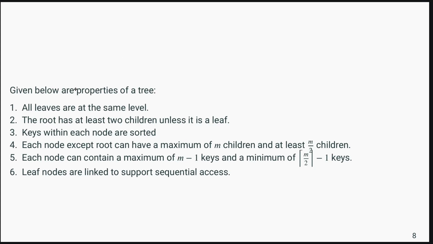Now we look at the properties of the B plus tree. Point number one is that all leaves are at the same level. Point number two is the root has at least two children unless it is a leaf. Point number three is that keys within each node are sorted. Each node except the root can have a maximum of m children and at least m by 2 children. Each node can contain a maximum of m minus 1 keys and a minimum of a ceiling of m by 2 minus 1 keys. Leaf nodes are linked to support sequential access.